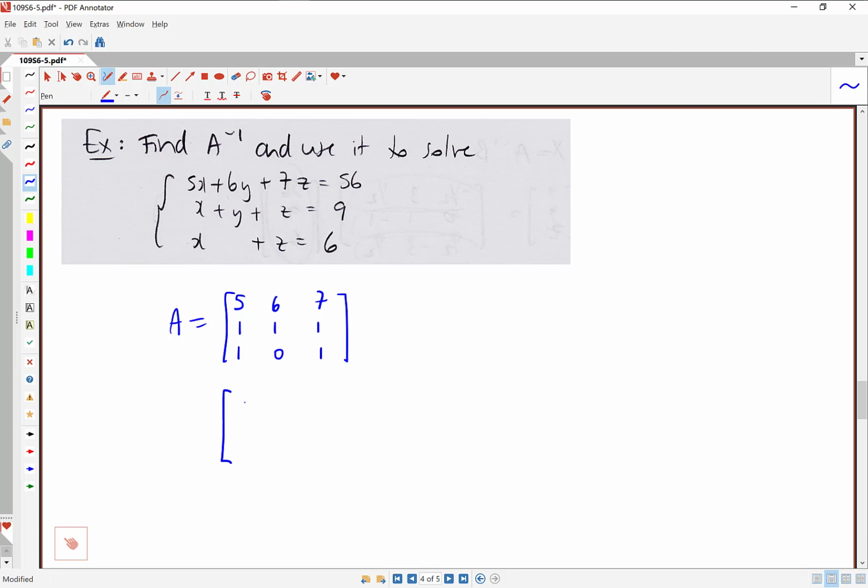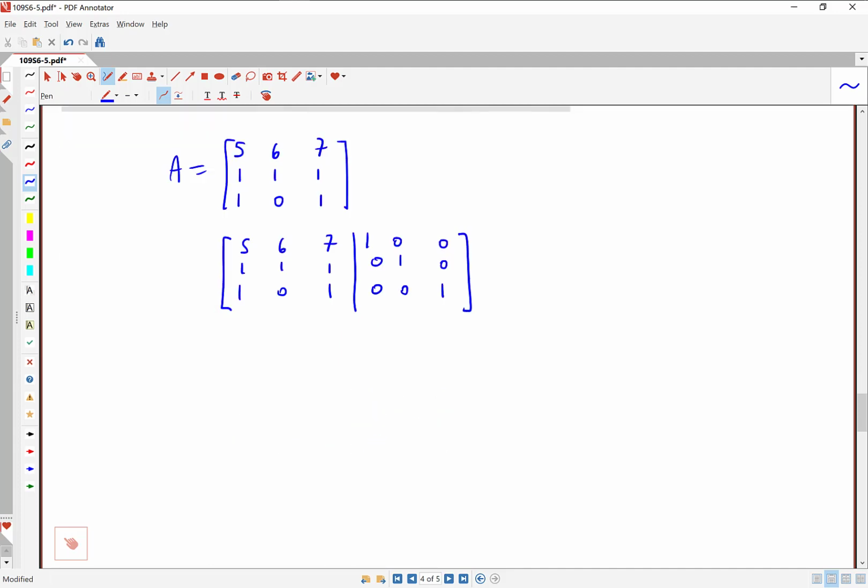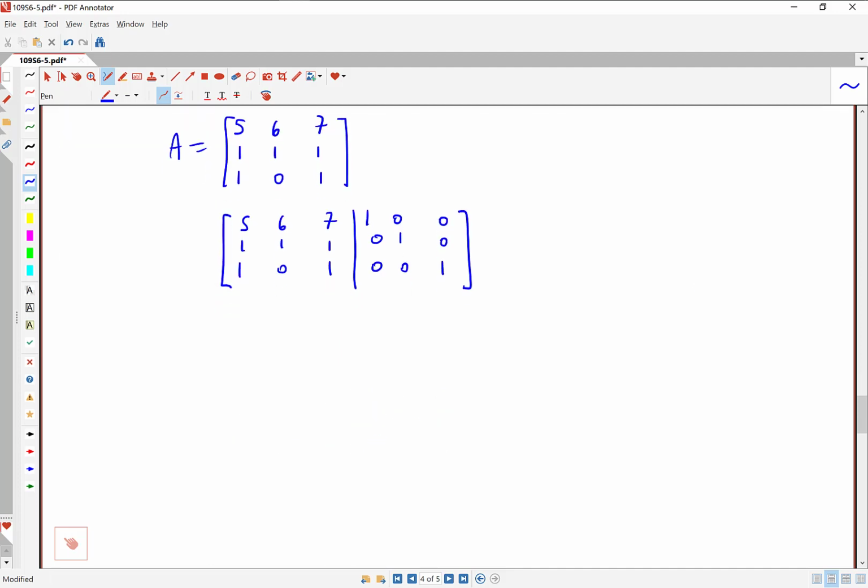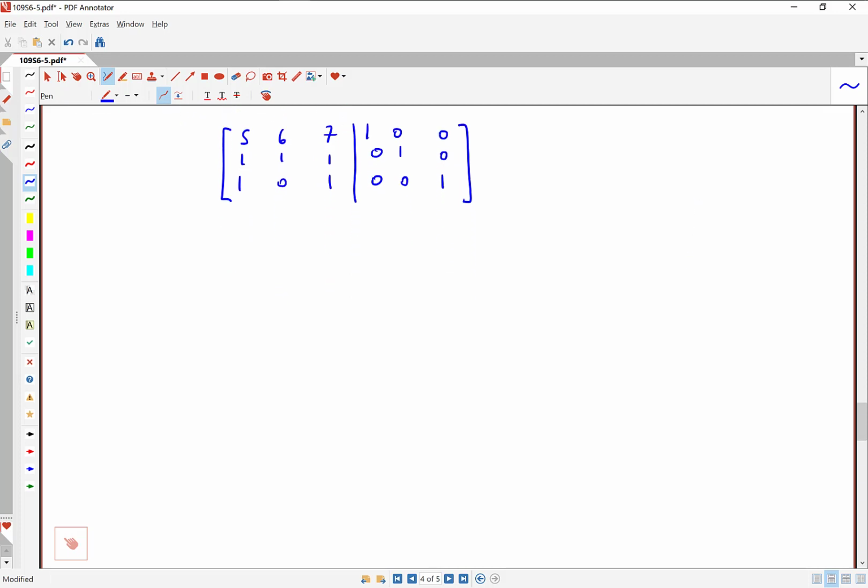So let's start the problem by writing down A, and then beside that we will write down the identity matrix of the same size. So identity matrix has 1s along the main diagonal and 0s in the other positions. So first thing we'd like to do is get a pivot in the upper left. Why don't we do a row swap to accomplish that? So let's swap row 1 and row 3. Or alternatively, you could swap row 1 and row 2. But I think I'll just go with row 1 and row 3.